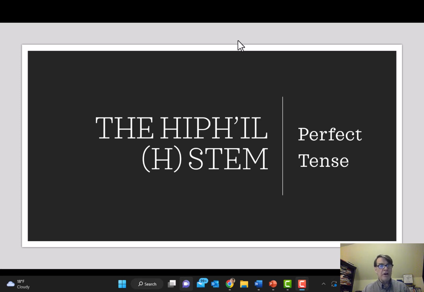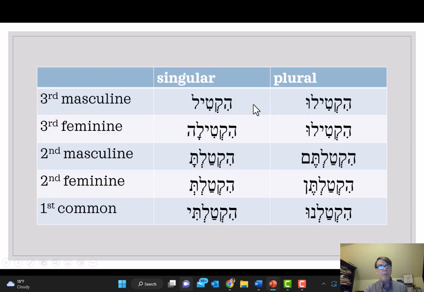Okay, we've come far enough, I think, to systematize the Hiph'il, or H stem, in the perfect tense. We can do it in one slide. It's a one-slide wonder. So you'll notice that all of these in the perfect have an H, or a hey, more technically, on the front. And it's called the H stem sometimes. Also, it's sometimes called the Hiph'il.